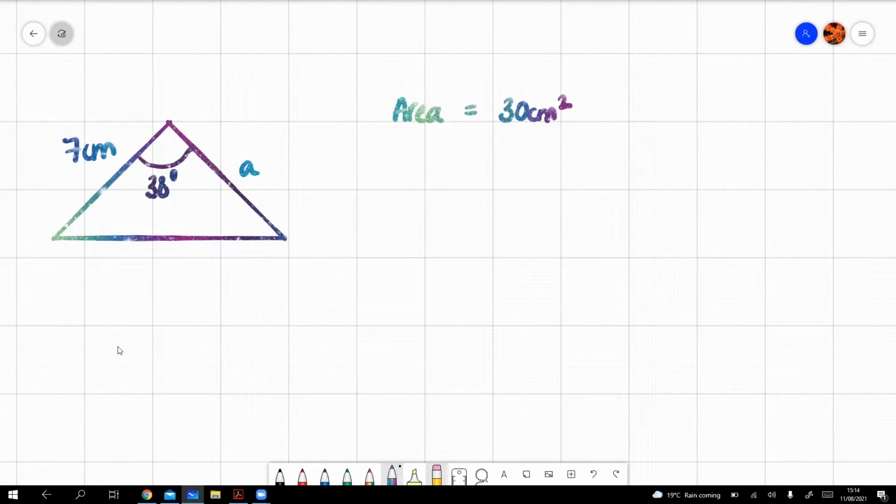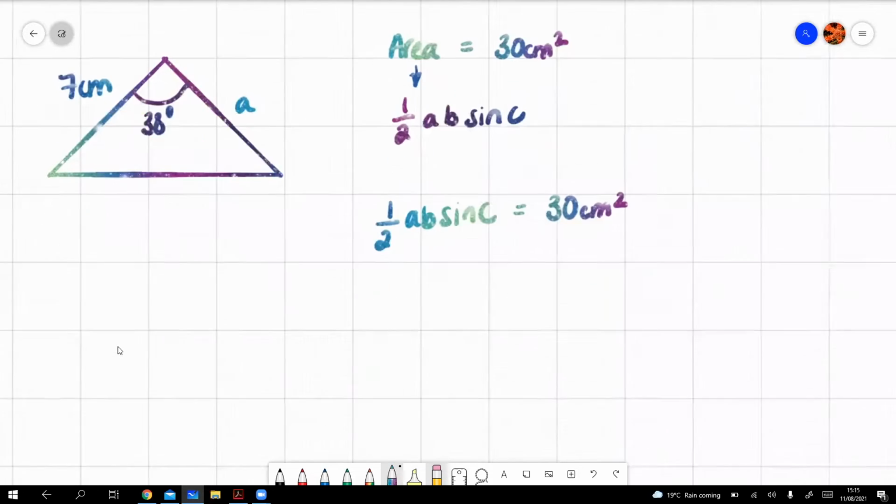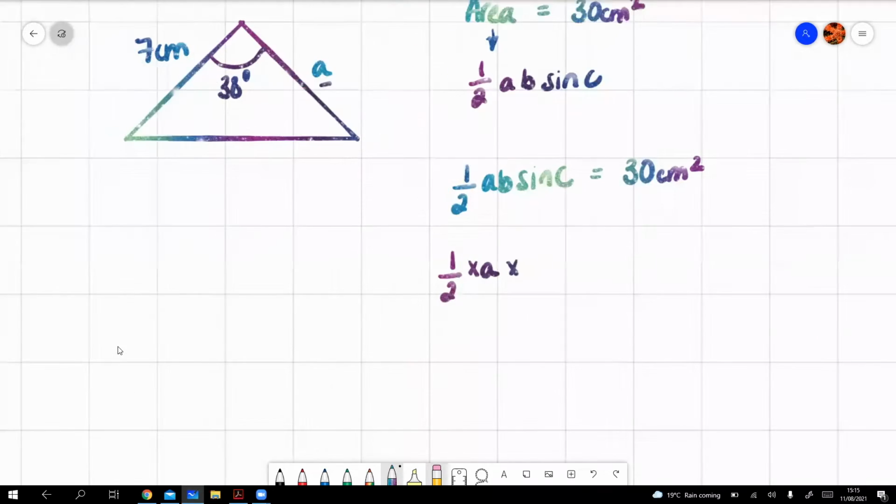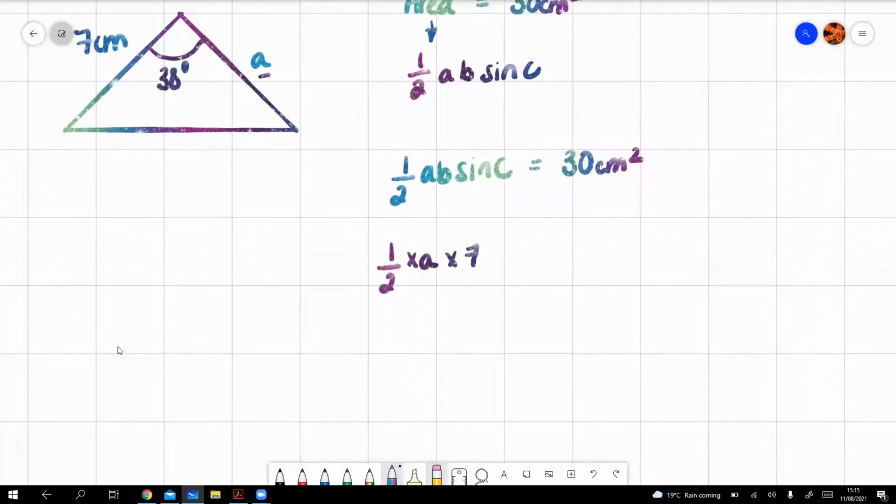We know that the area of a triangle is a half AB sine C. So where the area is, I'm going to write a half AB sine C equals 30 centimeters squared, because that's the area. Now, I'm going to do a half times A. I'm going to leave A as it is. My B is going to be 7. Is that 7? Yep, 7, before I write the wrong number down. Times sine 38 would give me 30.